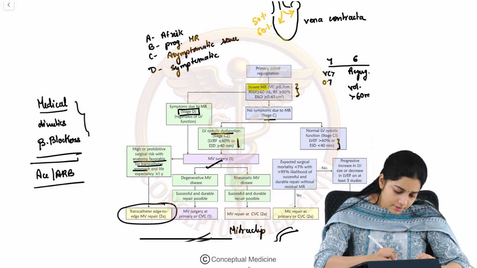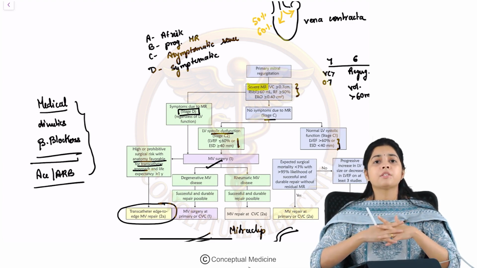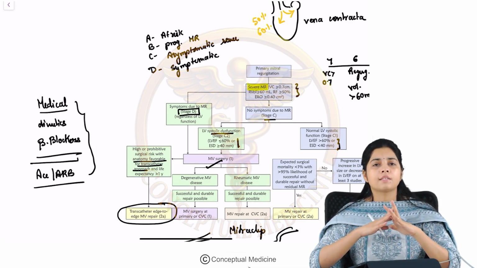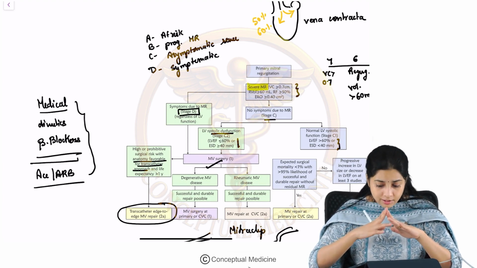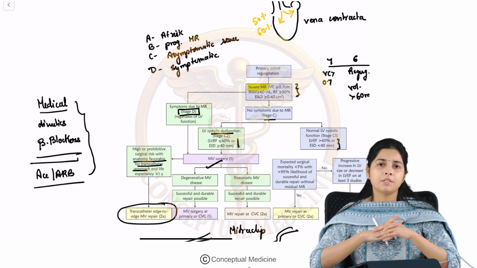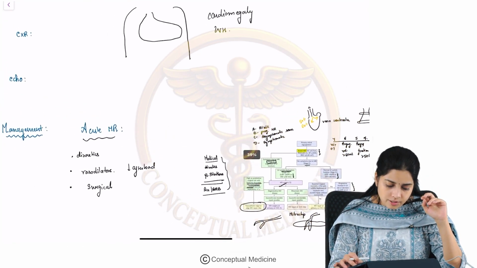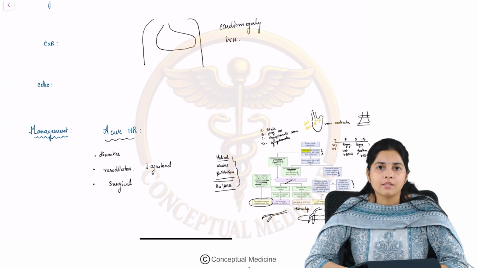These medical managements are used in different etiologies. In secondary MR, maybe like in patients with heart failure with MR, these drugs can be useful. But if the MR is due to other etiologies, then surgical management is the definitive treatment. Okay, so that brings us to the end of our discussion on mitral regurgitation.